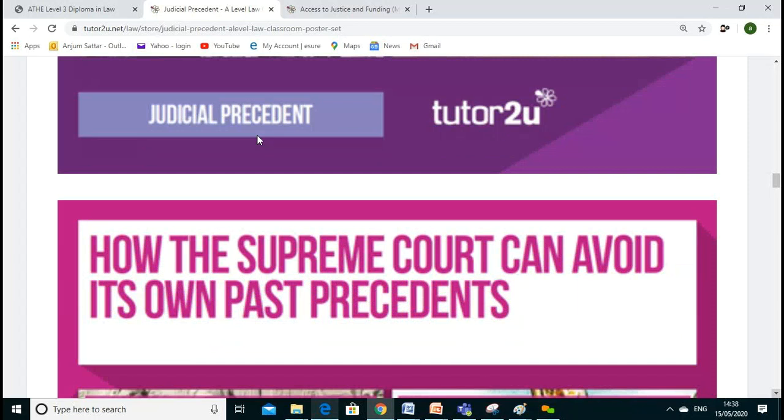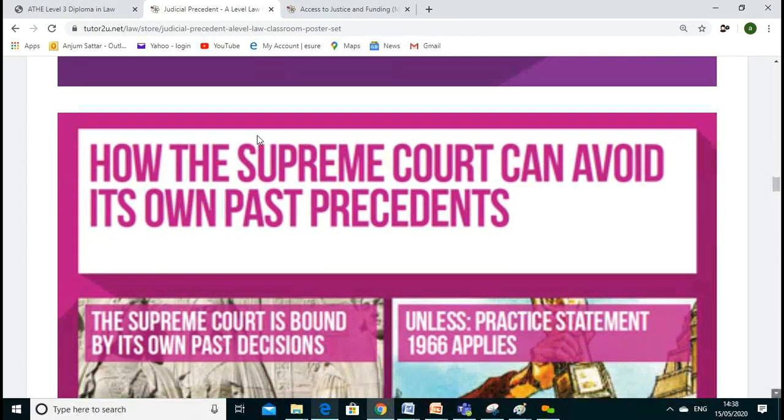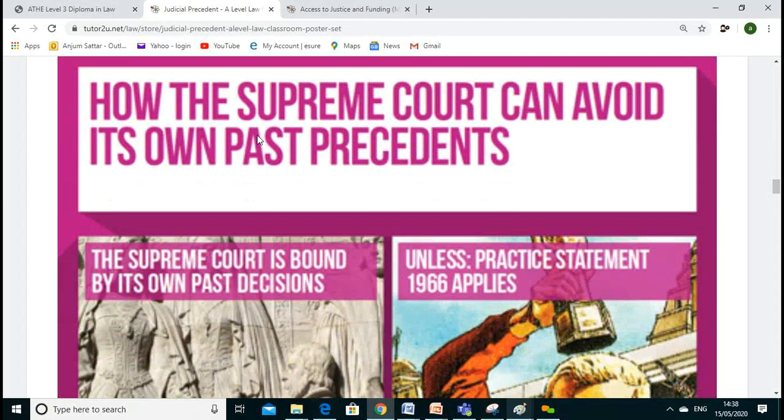So how can the Supreme Court avoid its own past precedent? What do you think? Can the Supreme Court avoid its own past precedent? Anybody any thought? The Supreme Court is bound by its own past decisions, yes? Because they don't have any court above the Supreme Court, yes? This is the highest court of the land within a country.